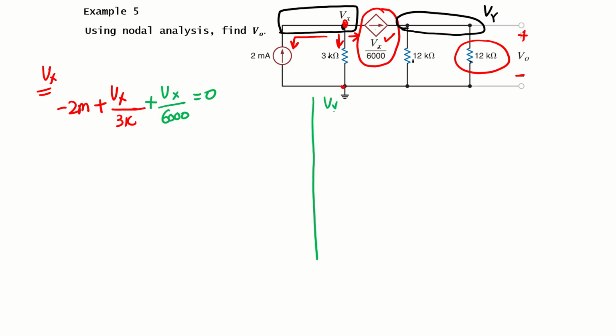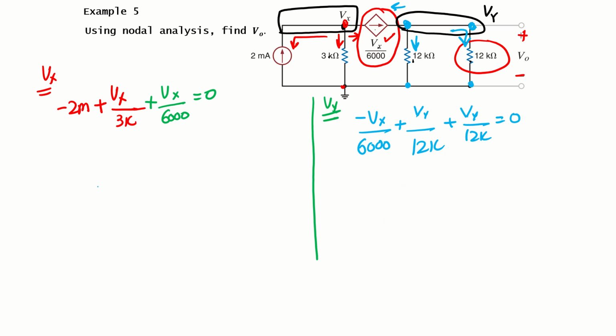Let's write the equation for the node Vy. What will be the currents leaving from this node? This current which is leaving, so I can put minus Vx over 6000. Then this current which is leaving is this node voltage, which we have labeled as Vy, minus this node voltage which is 0, divided by 12k. Then the current through this branch: again, the voltage here is Vy minus 0, the second node voltage, divided by 12k, and this equals 0.